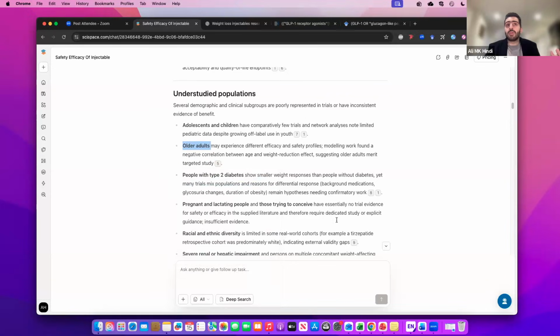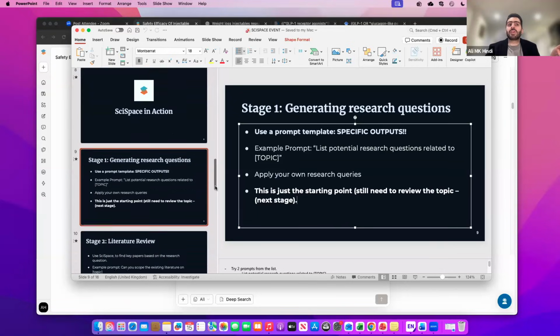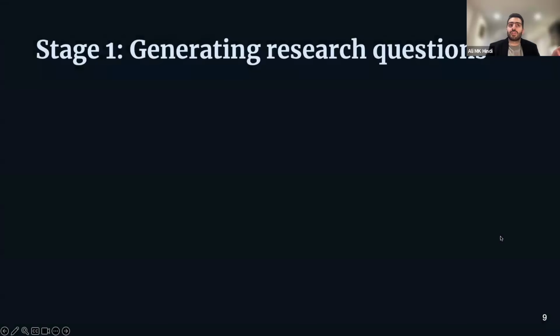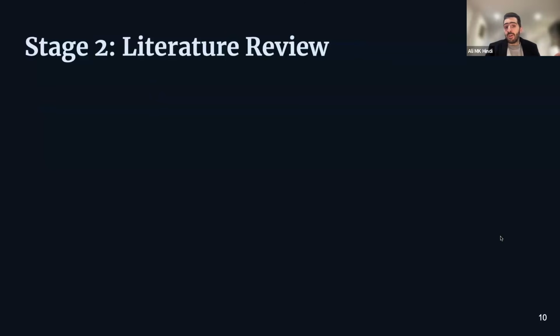All right. Now, the question you ask yourself is, am I ready to go now? Am I ready to write my research proposal? And the answer is no. This is just the starting point. We've just used the first prompt to get a feel broadly for what research questions I can use. Now I found the research question I'm interested in, which is use of these weight loss injectables in a particular population. Now the next step is I need to do a bit more literature searching for this research question. So that's the next stage. We're going to do a bit of a literature review, right?